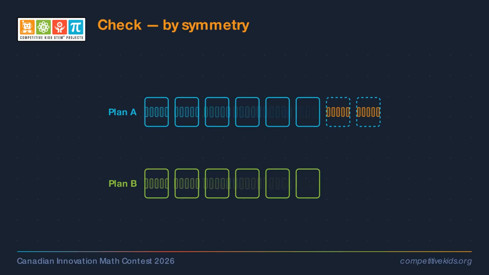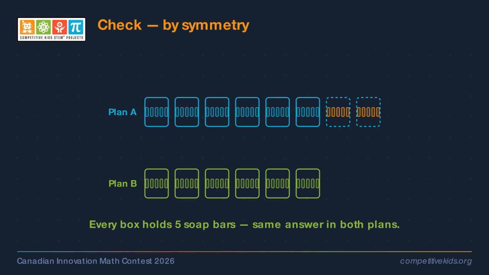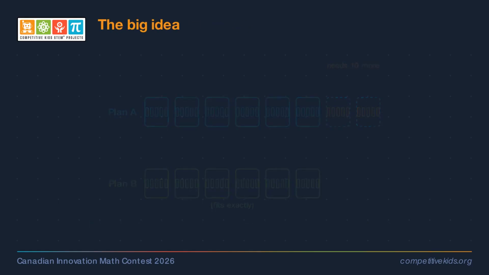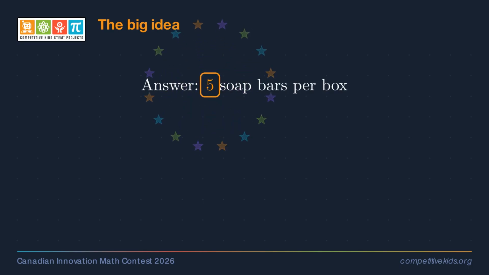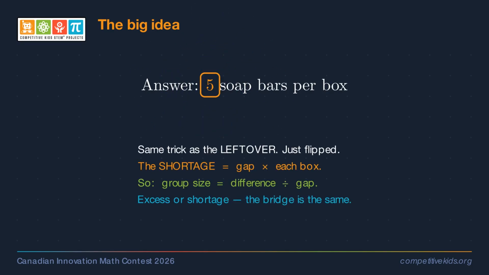Every box is the same, so if each extra box needs 5 soap bars, every box holds 5. Plan A and Plan B agree. The answer is 5 soap bars per box. This is the shortage trick. It is the same idea as the leftover trick from before, just flipped.